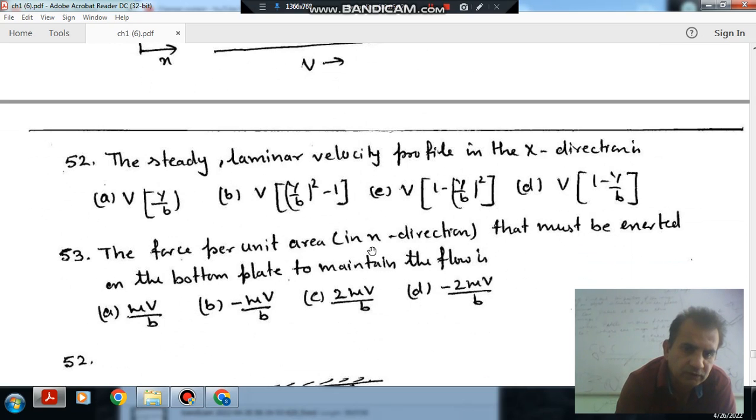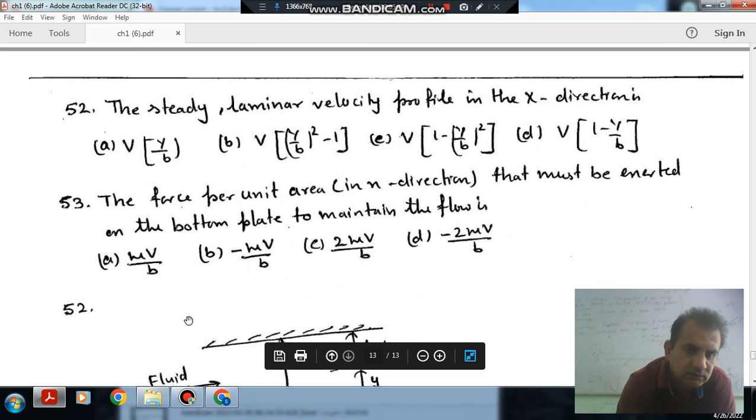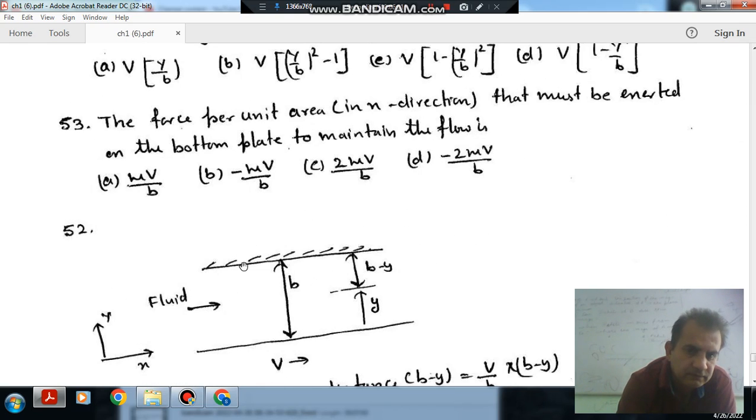Question number 15: the force per unit area in x direction that must be exerted on the bottom plate to maintain the flow is: option A mu V by b, option B minus mu V by b, option C 2 mu V by b, option D minus 2 mu V by b.